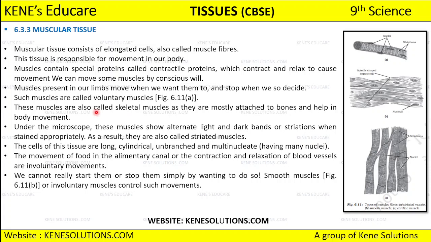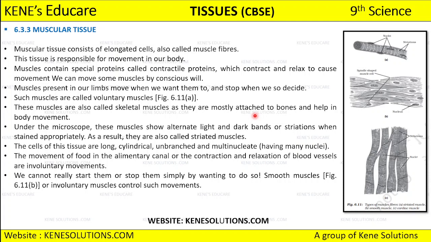Okay, so these muscles are also called skeletal muscle, as they mostly attach to the bone and help in body movement. So what else do we call voluntary muscle? We also call it skeletal muscle. Okay, now why do we call them skeletal muscle? Because they are mostly attached to the bone and they help us in body movement.